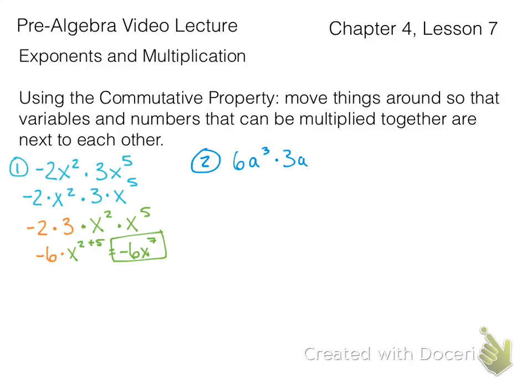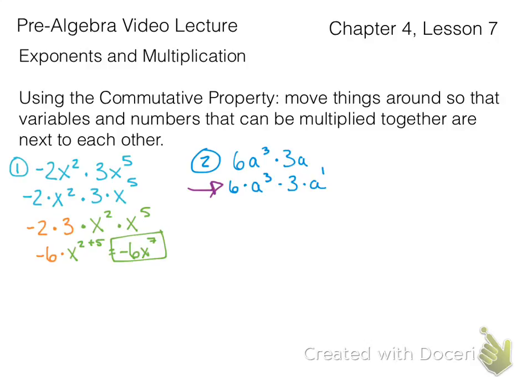All right, next one up. We have 5a to the third times 3a. And remember, if that a doesn't have an exponent, it actually has an invisible 1. There it is. And this is actually what we call expanded form, by the way. I write it out in expanded form just to remind you that everything's being multiplied.